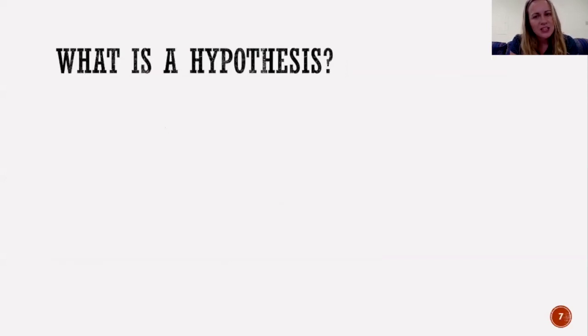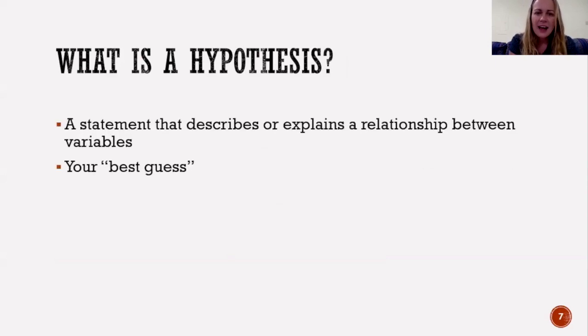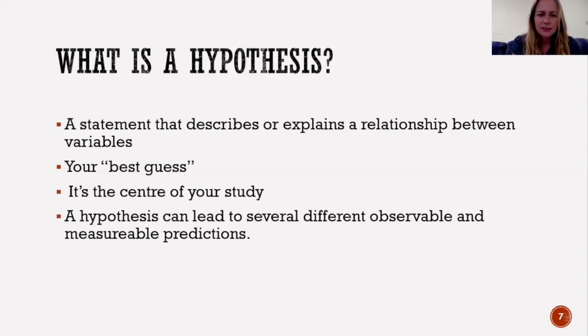Once you have a research question, the next step is to form a hypothesis. A hypothesis is like your best guess of what the answer to that research question might be. It's a statement that describes or explains the relationship between two variables. The hypothesis is the center of your whole study. It can lead to various predictions that you can observe and measure and that you'll propose to do in your research proposal.